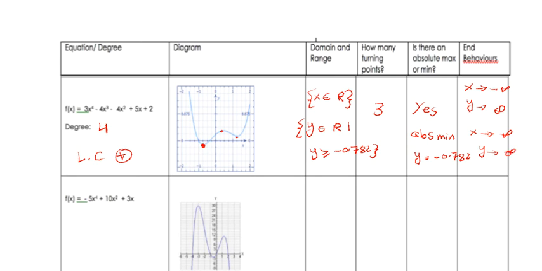And then with the min, you're going to look at the lowest point on the graph. And then you're going to say, this is my absolute min.